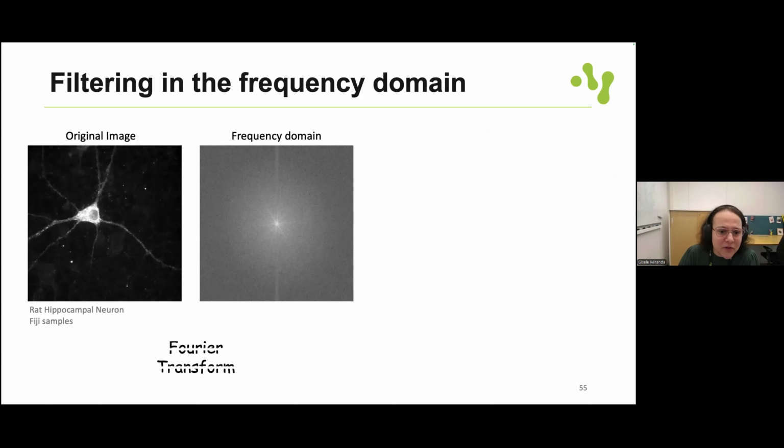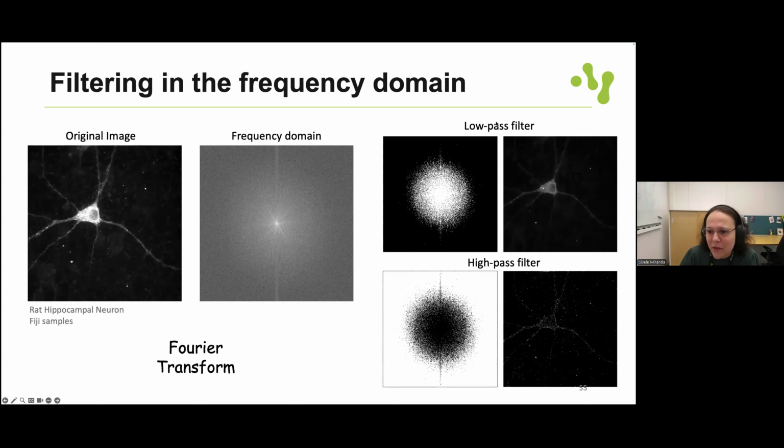We can also filter in the frequency domain with the Fourier transform. All the examples we talked about were in the space domain, but the same signal can be represented in the frequency domain. Then we can apply what we call low pass and high pass filters. This is the representation of the frequency domain of the same image.